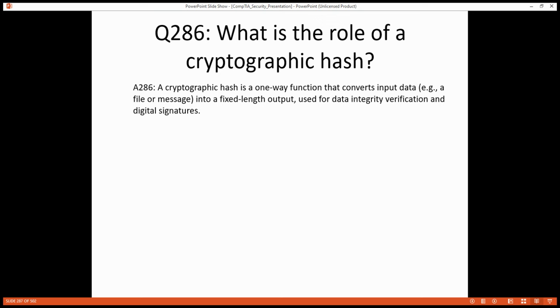Q286. What is the role of a cryptographic hash? A286. A cryptographic hash is a one-way function that converts input data, e.g., a file or message, into a fixed-length output, used for data integrity verification and digital signatures.